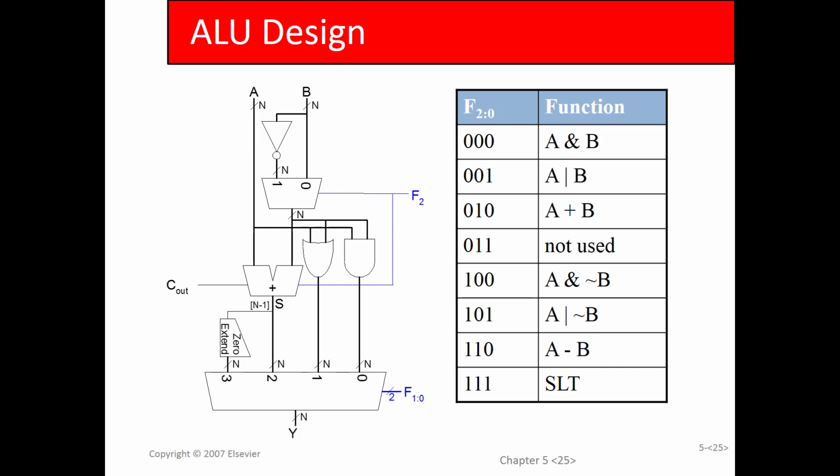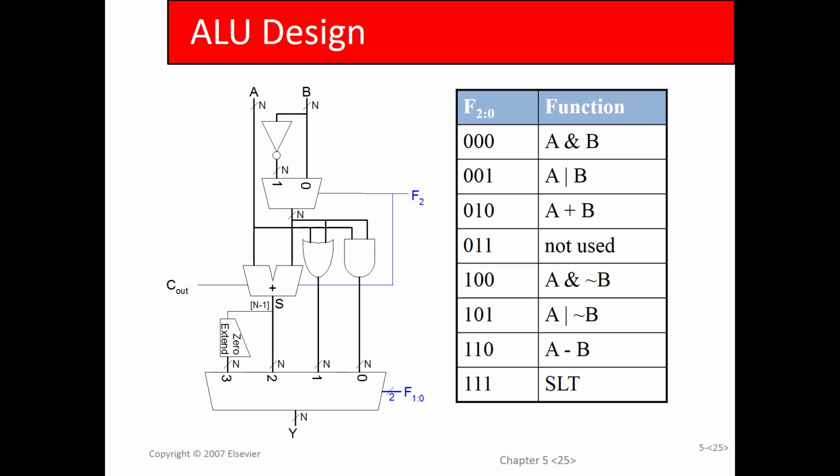And then there's a big mux down here that is a 4-to-1 mux, and it takes the right 2 bits of F. So if the bits 1 down to 0, which is the rightmost 2 bits, are 0, 0, it's the output of the AND gate. If it's 0, 1, it's the output of the NOR gate.